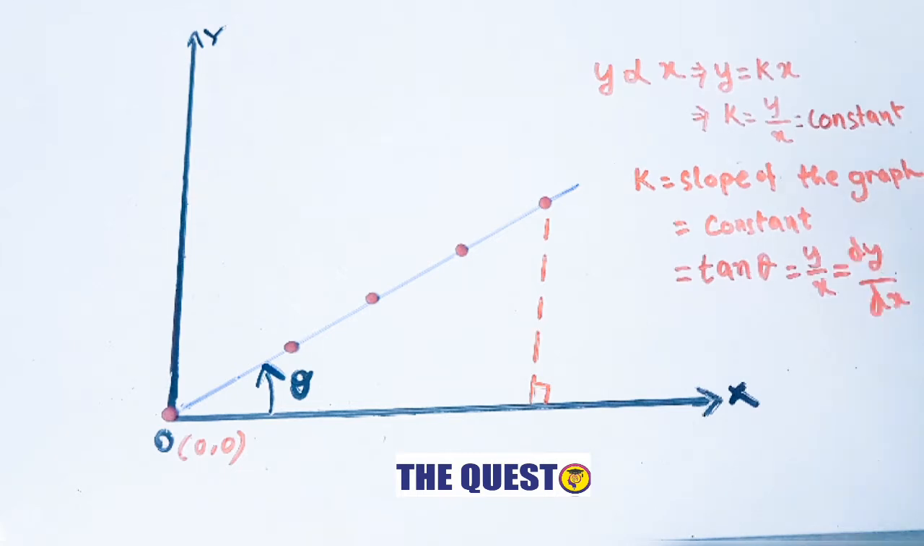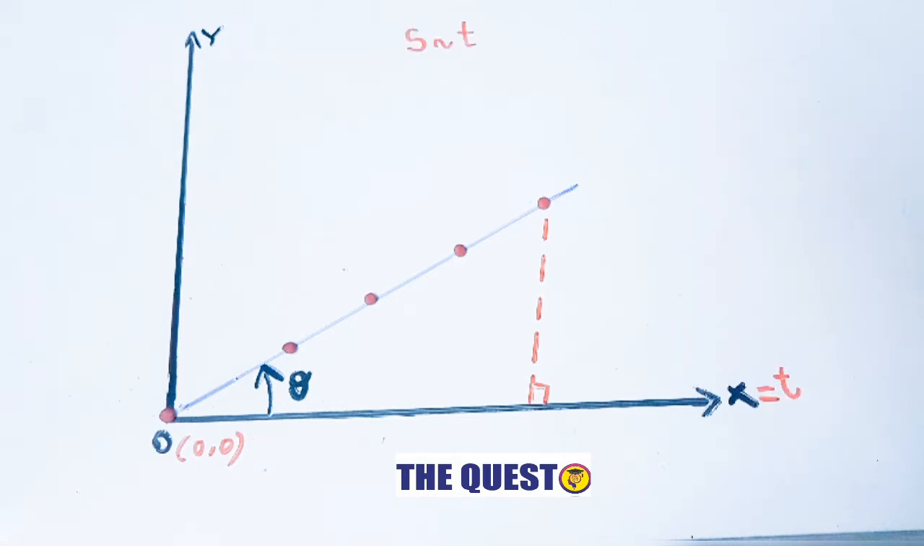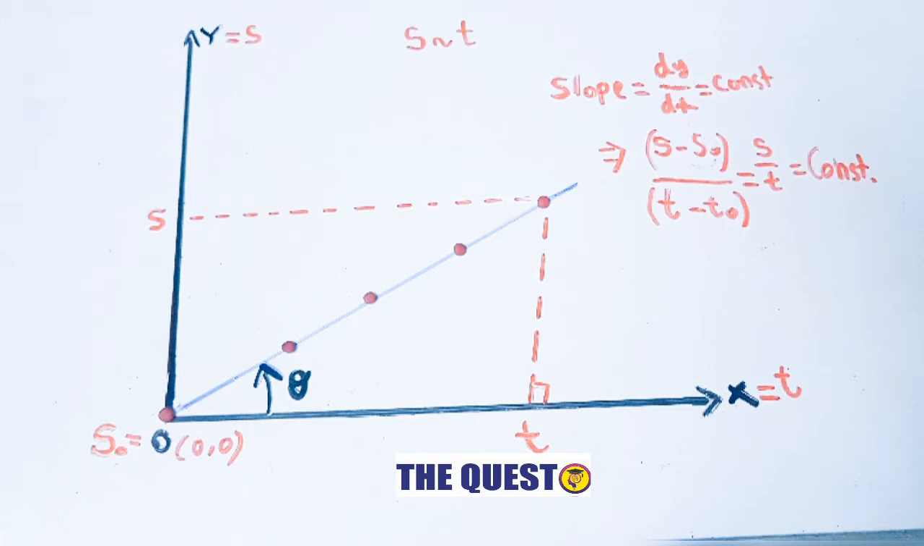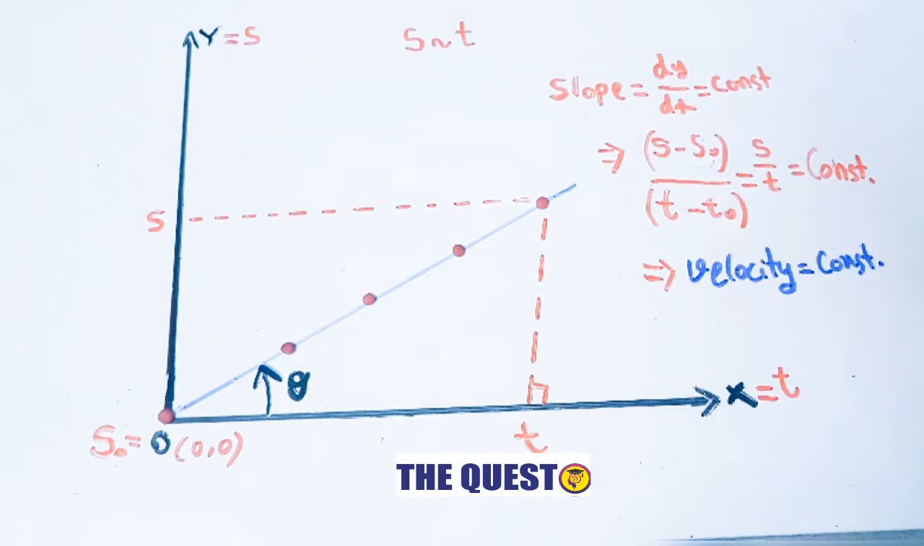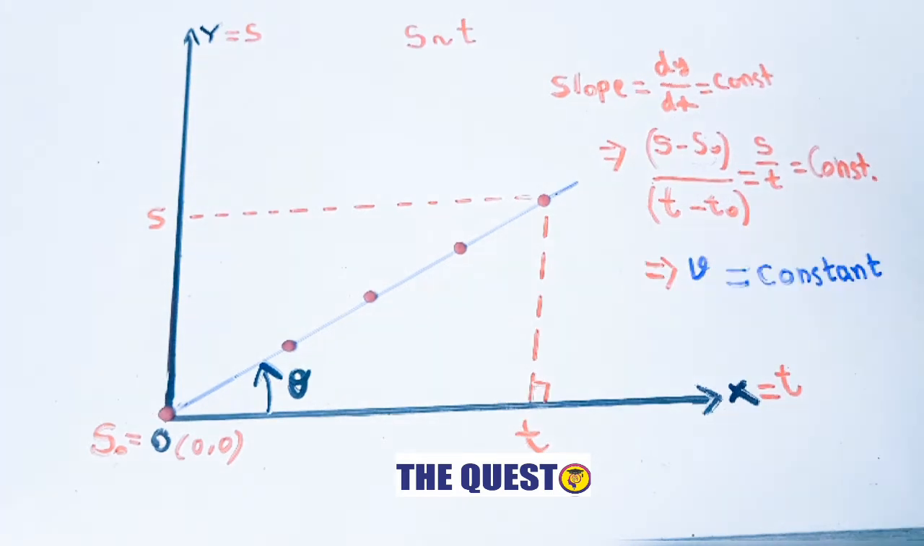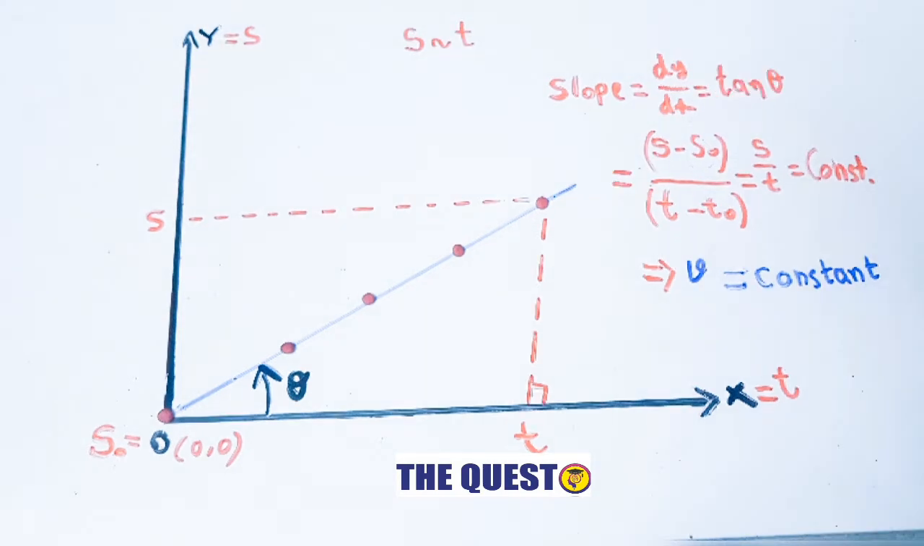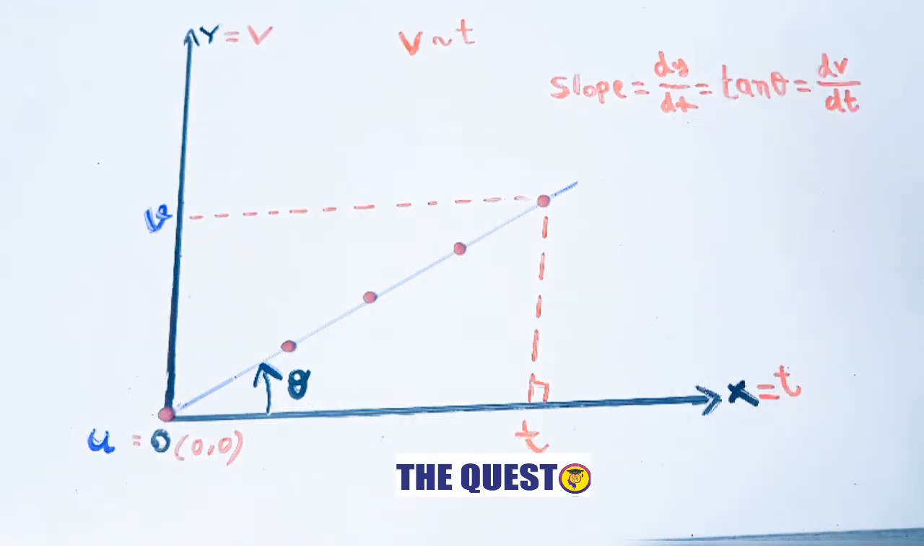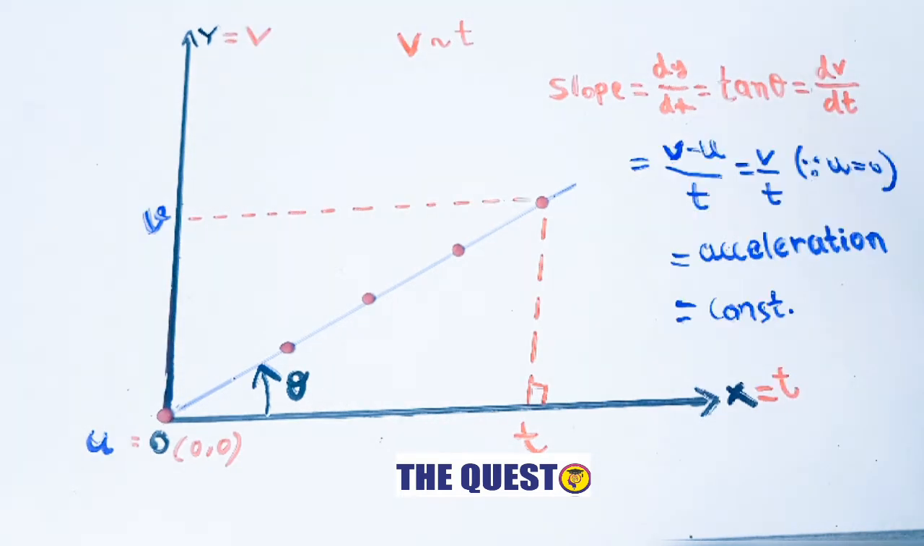Therefore, the more the change in y with respect to x takes place, the more is the slope, or greater is theta, or greater is the tan theta. Now for a displacement time graph, the slope of this type of line is the velocity, which is a constant quantity. For a uniformly moving body, the displacement time graph is a straight line making an angle theta with the time axis, and the velocity is given by the tangent of the angle theta.